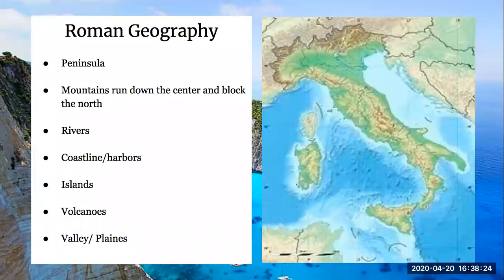Similarly, Roman geography is super similar. They are a peninsula as well. Mountains run down the center and block the north. So once again on the map, it's this lighter area up here, and in the center, they would be considered mountains that would affect Roman geography. There's a lot of rivers, a lot of coastlines like Greece, and islands and volcanoes. However, in Italy, they have more valleys and more plains, meaning farming's a little bit easier.